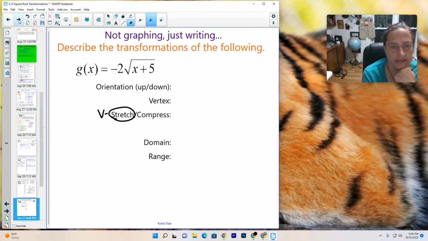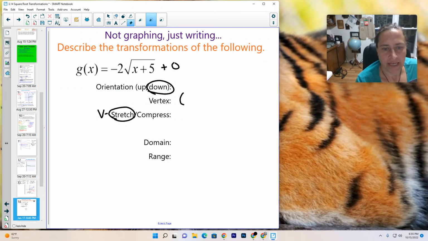So first thing, this is actually going to be down because it's negative. The vertex is going to be at negative 5 and 0, right? So we're going to go left 5 because that's in the grouping symbol, and then not up or down at all because there's no value there, nothing. This is going to be vertically stretched, but we're going to be pulling it down. So I'm going to graph it like this.